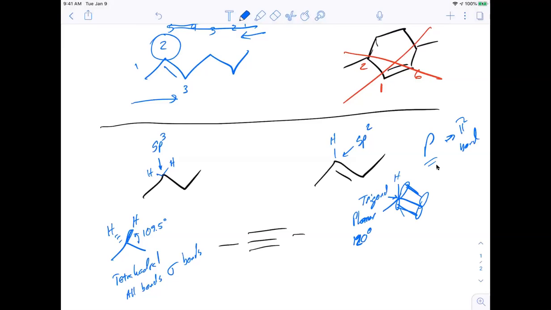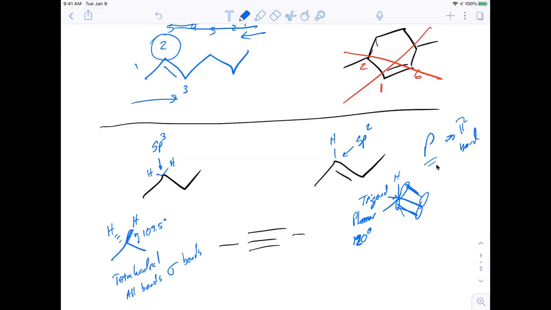Yes, ma'am. What would we look up to understand how you know that? Like how you said that's 4 bonds, that's sp3. What would we look up online to get help on that? Hybridization, carbon hybridization. Yeah.